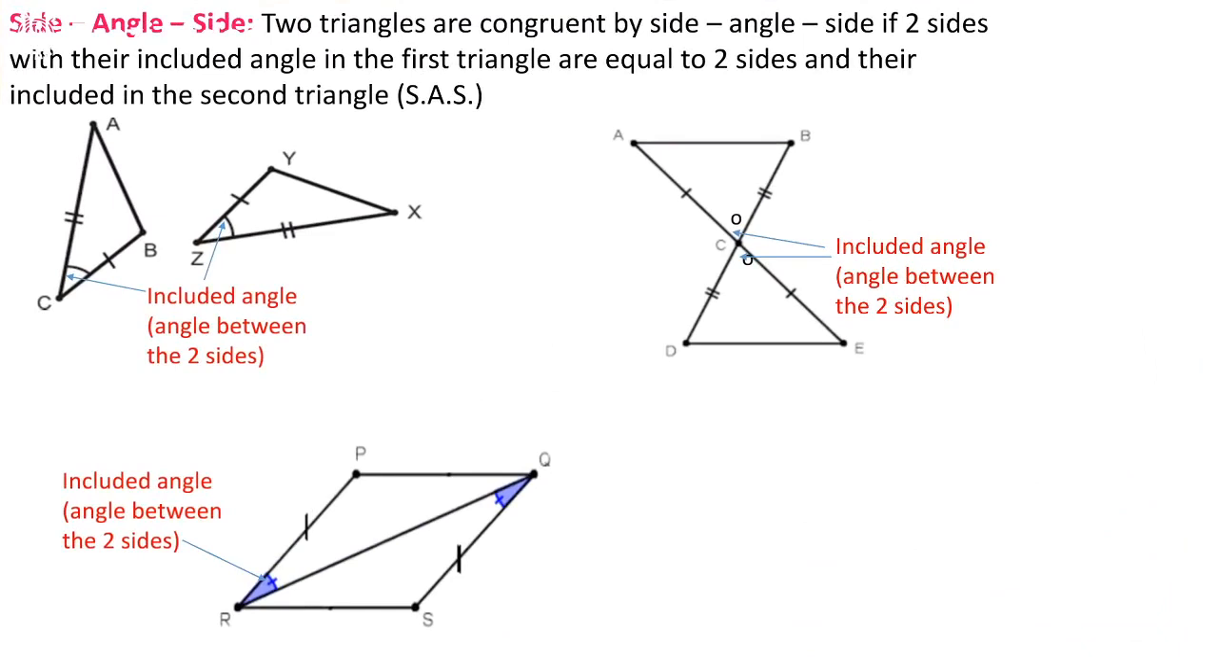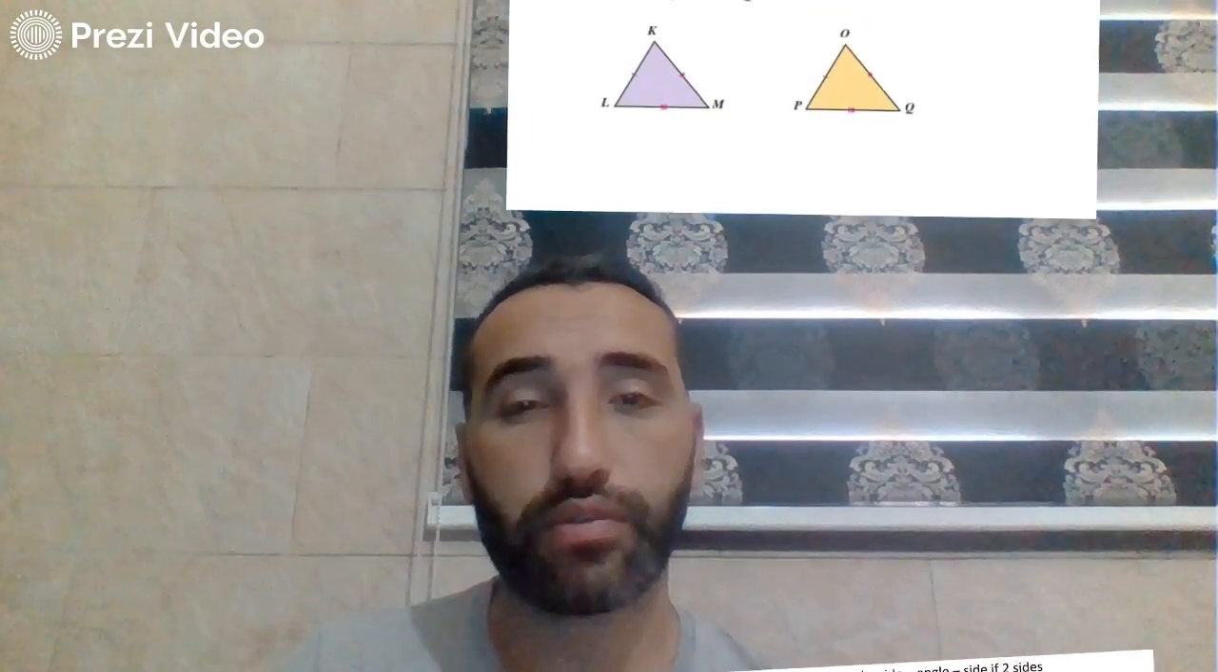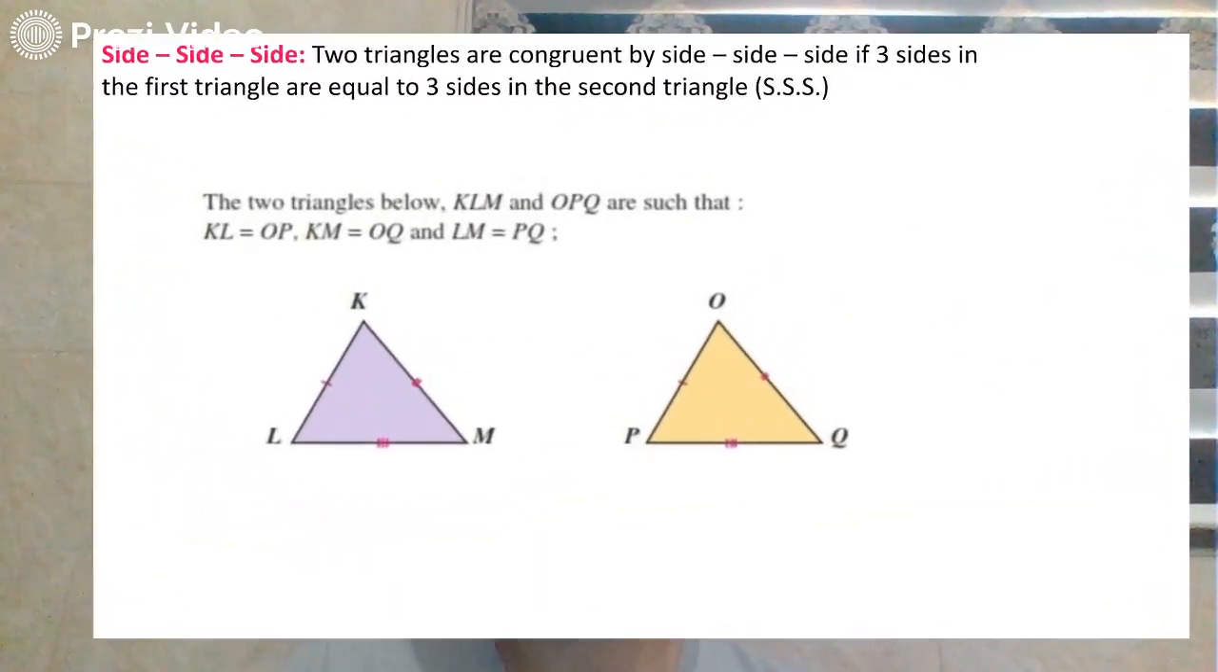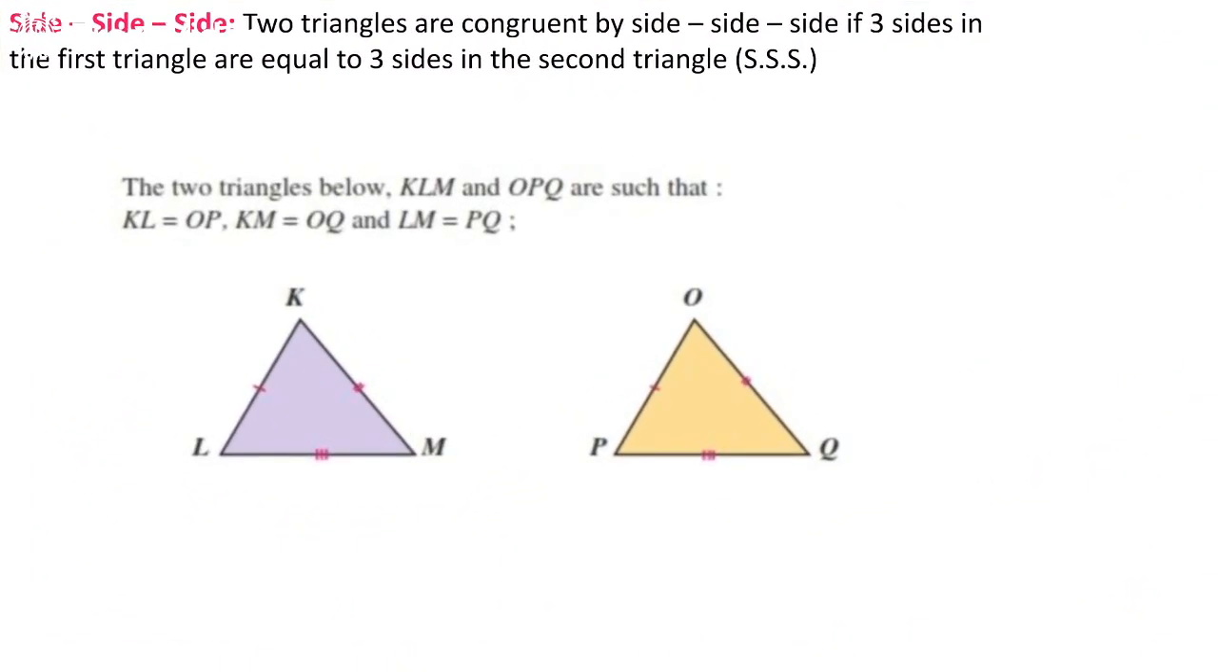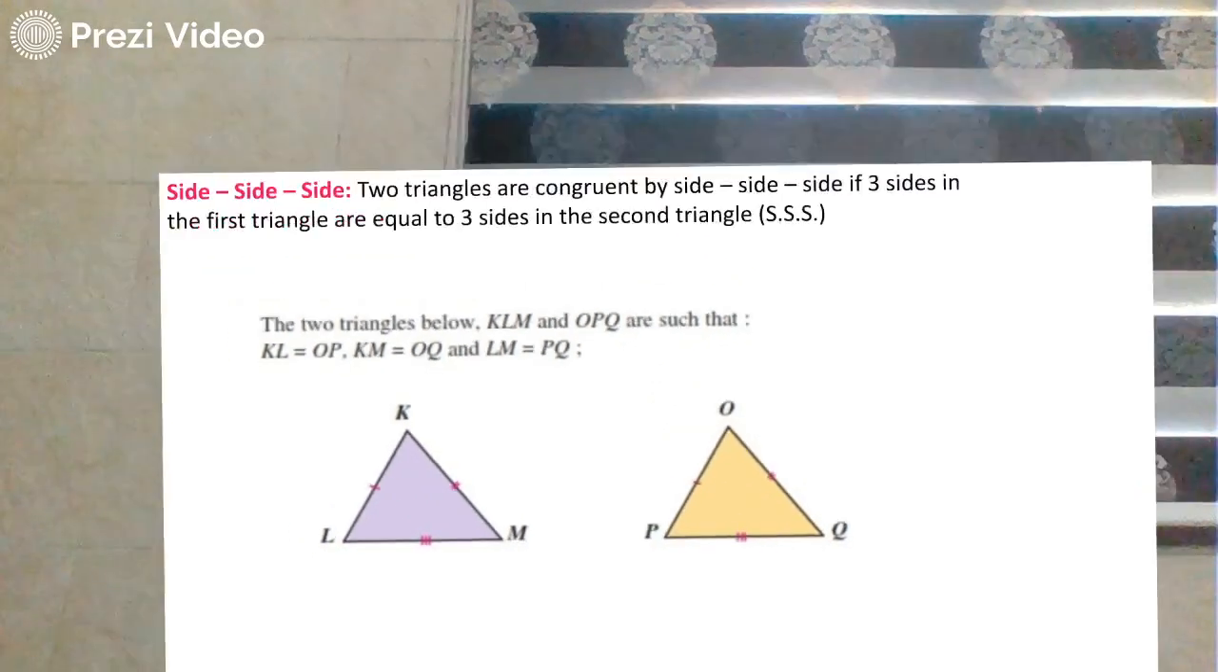side angle side. If two sides and one angle between the sides are equal in the two triangles, then they are congruent. And also we took the third way, which was side side side, right? Okay, and we did a quiz on them, and you all did very well. I think most of you understood very well. So if three sides are equal, then we may say that the triangles are congruent.